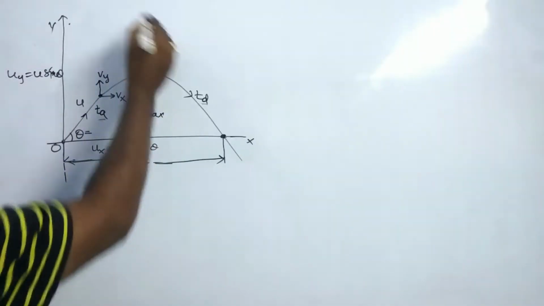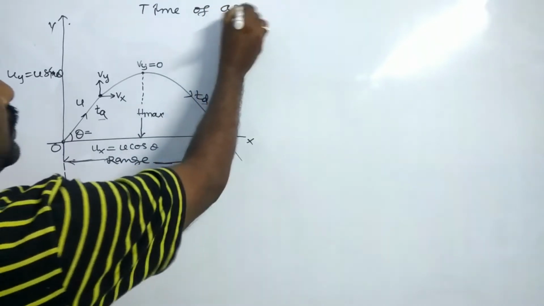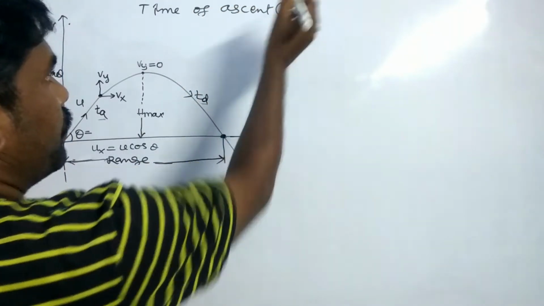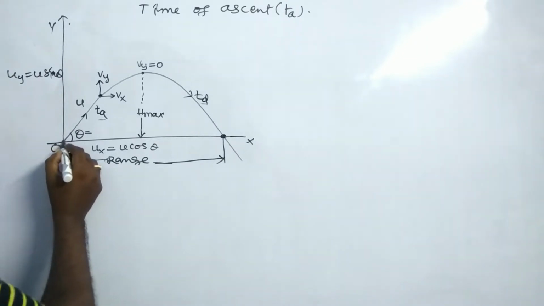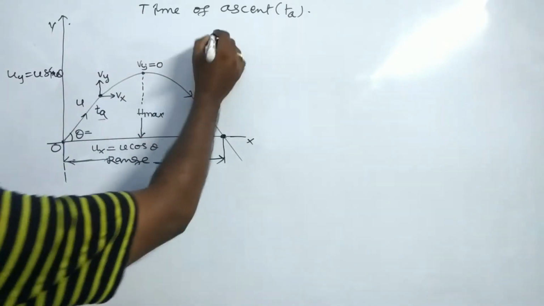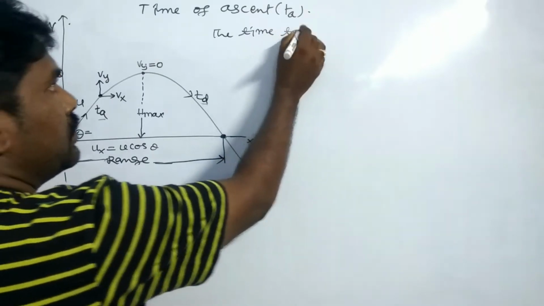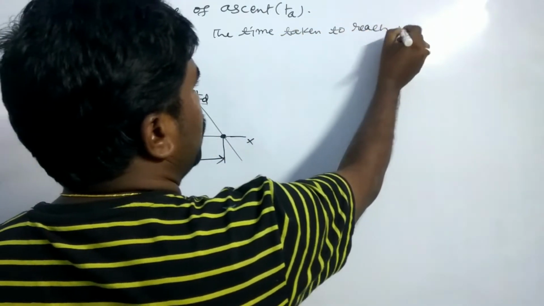Okay, time of ascent. This is denoted by the letters TA. So what is the time of ascent here? The time taken by the body to reach its maximum height point, the time taken to reach its maximum height.